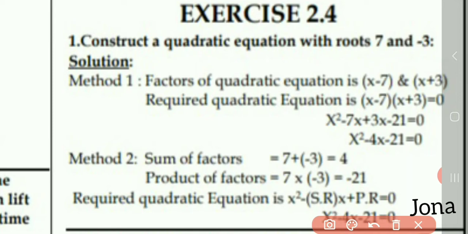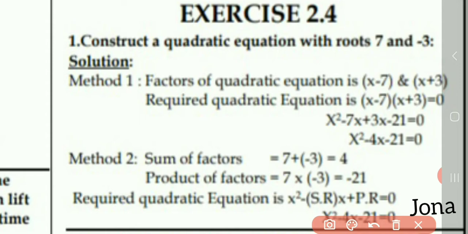Okay, see that roots are 7 and minus 3. We can take the factors from the roots, x minus 7 and x plus 3. Just we want to write in the factor form. So this 7 can be written as x minus 7. This minus 3 will be x plus 3. So here I want to take the factors of the quadratic equation, x minus 7 and x plus 3. I want to find the quadratic equation, isn't it? So just multiply the factors, that is x minus 7 into x plus 3 equal to 0.